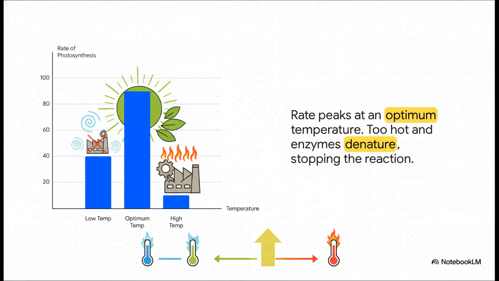Now, temperature is a little bit different. It's the odd one out. The rate increases as it gets warmer, up to a sweet spot, an optimum temperature. But if it gets too hot, the rate doesn't just plateau, it crashes. And this is because the enzymes, which are like the factory's tiny machines, start to denature. That means they lose their shape and just stop working. The factory machinery literally breaks down.